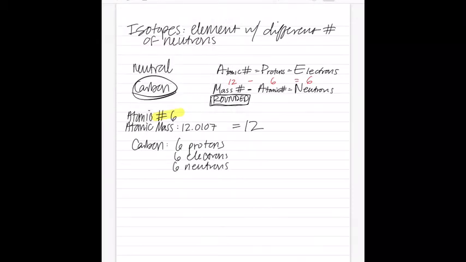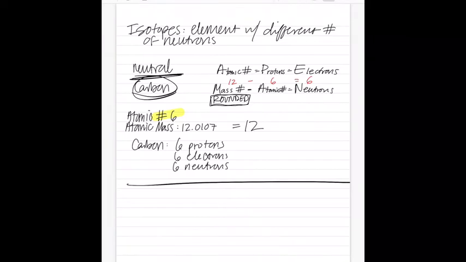Now, this is a neutral atom. It is not neutral because all of them are equal to each other. That's not what I'm getting at. It's neutral because it doesn't have a charge, okay? It's not an isotope either. So this is the non-isotope carbon. Now, let's get into another carbon.